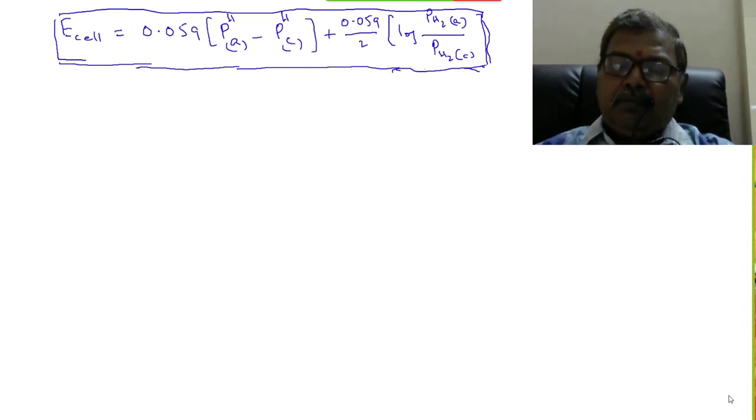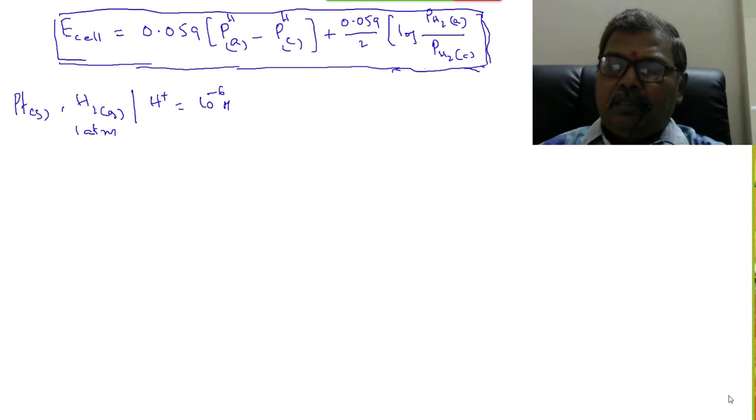Now, for example: platinum solid, hydrogen gas, H plus ion concentration in the solution is 10 power minus 6 molar. This is 1 atmosphere. And H plus ion concentration in the cathode half cell is 10 power minus 4 molar. Hydrogen gas 1 atmosphere. Platinum solid.